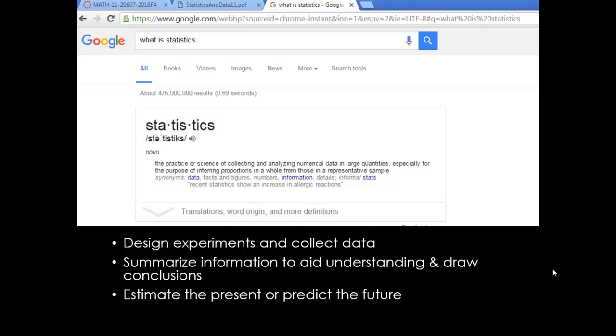Or what is the leading cause of death in the Central Valley? How many hospitals will we need? What are the factors for students to finish a degree, etc. So we design experiments and collect the data. We can't ask every student in the United States, so we're going to probably take a sample from that population. We summarize the information, and this helps us understand and digest the data, to draw conclusions and see patterns. We use this sometimes to estimate present values or predict future values.